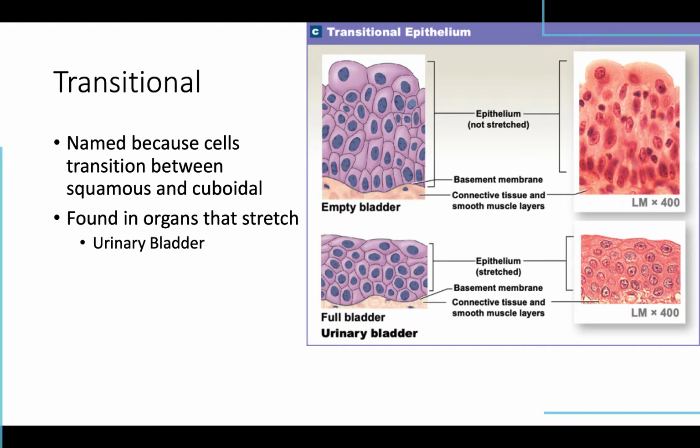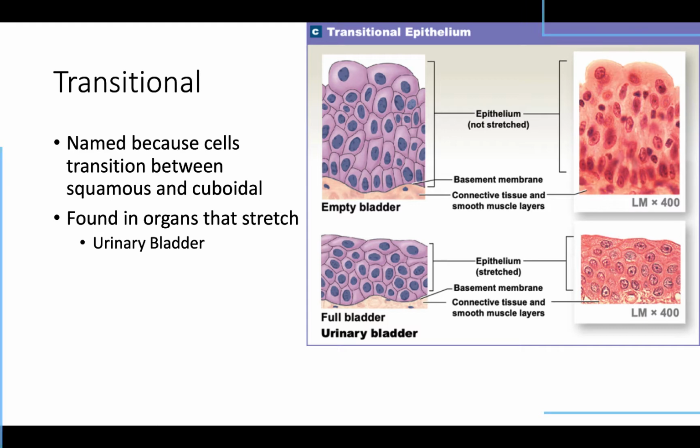Then we have this one. This one's called transitional. Now this one has the ability to change shape. So sometimes it looks columnar, and then sometimes it looks cuboidal. Actually, sometimes it looks more cuboidal, and then sometimes it looks more squamous. So the transitional epithelium changes shape. The cells move from cuboidal to squamous, to cuboidal to squamous. They have the ability to stretch.